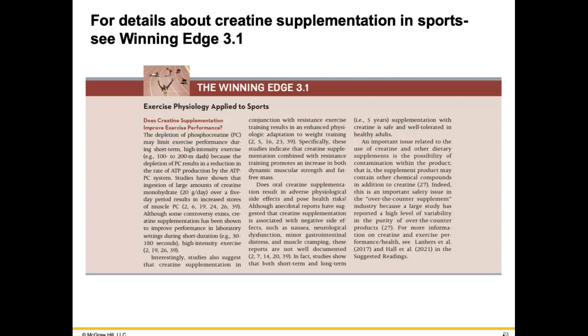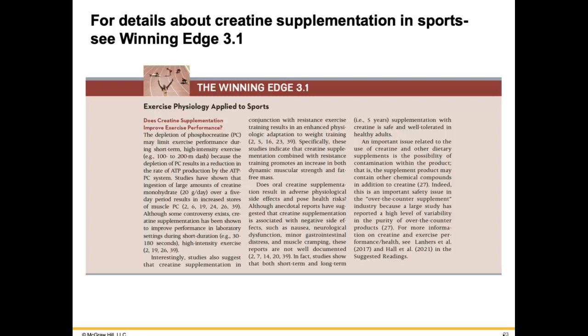So while this is all good, there are some possible side effects that include nausea, neurological dysfunction, minor GI upset, and muscle cramping. But these side effects are not well documented. There have been many studies, both short-term and long-term, as much as 5 years, which have indicated that creatine is safe and well tolerated for people to use.